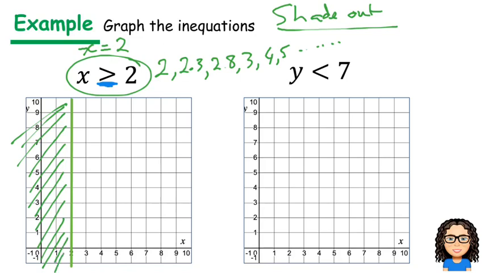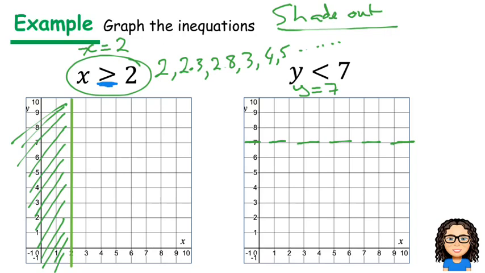Okay, now let's try the same kind of thing with the next one. So now I've got y is less than 7. Now remember how I said that there's a difference between drawing it as a solid line versus a dashed line. This one doesn't have the equals part, so I need to draw that with a dashed line. And the line y equals 7, which is what I'm thinking about, is a horizontal line. And I'm going to draw that as a dashed line going across here.